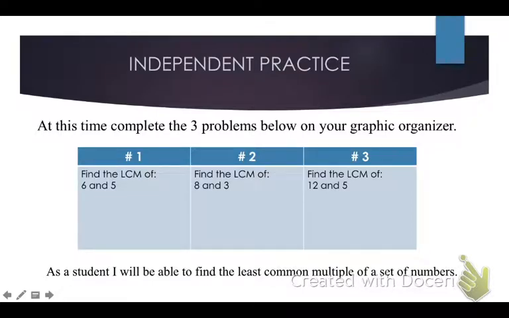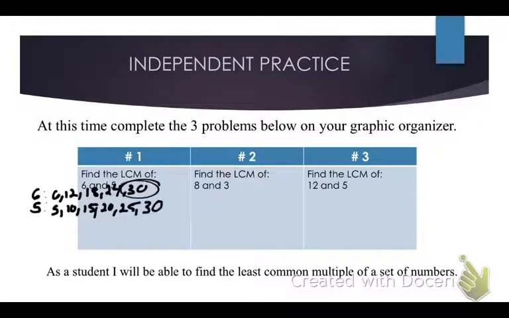Pause the video. All right, I'm back. I'm going to go ahead and make sure that we've got them correctly. We have 6 and 5. You should have had 6 and 5: 6, 12, 18, 24, and 30. 5, 10, 15, 20, 25, and 30. And you should have had 30 as your least common multiple. Okay, that one was pretty easy.